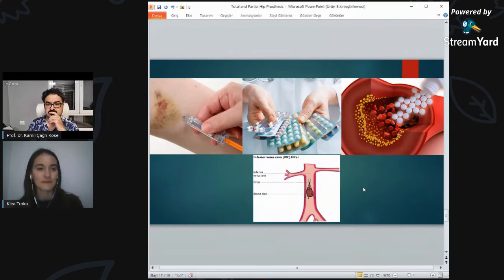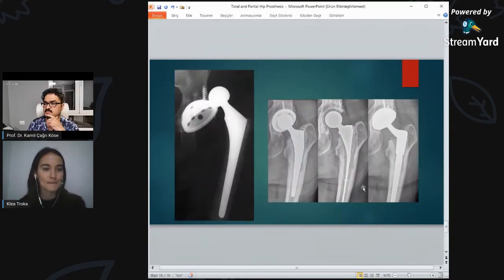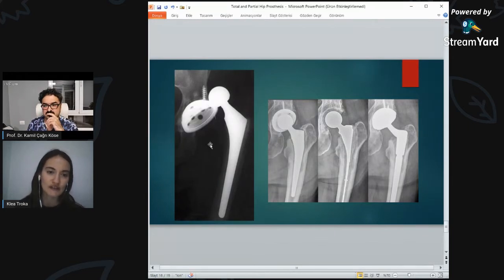Okay, I'm going on, and I'm showing two complications in this slide. Another complication is dislocation of the prosthesis, as shown in this X-ray. First picture. Go on.